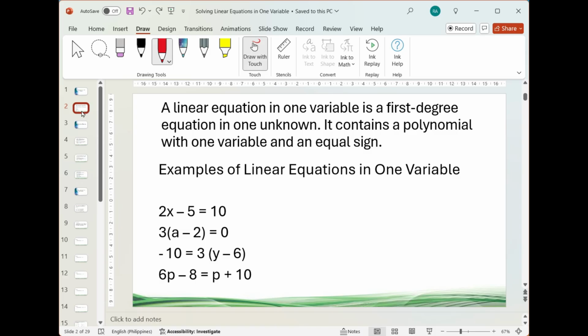So what are the examples of linear equations in one variable? We have 2x minus 5 is equal to 10. Another example is 3 times quantity a minus 2 is equal to 0. Next, we have negative 10 equals 3 times quantity y minus 6. Then we have 6p minus 8 is equal to p plus 10. So all of these are examples of linear equations in one variable. By the way, it is called a linear equation kasi pag ni-graph natin ito, ang graph niya ay line.